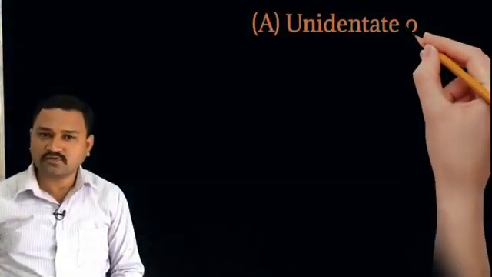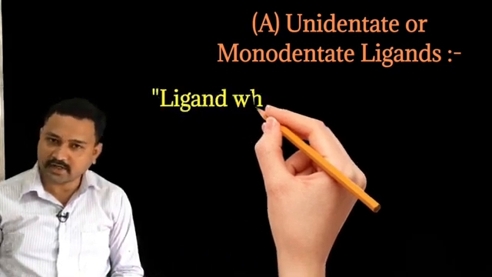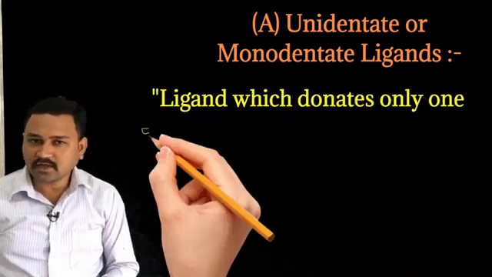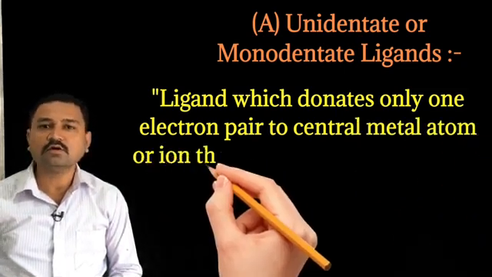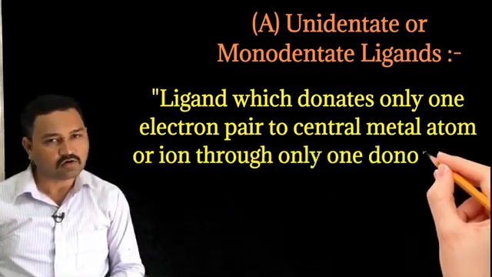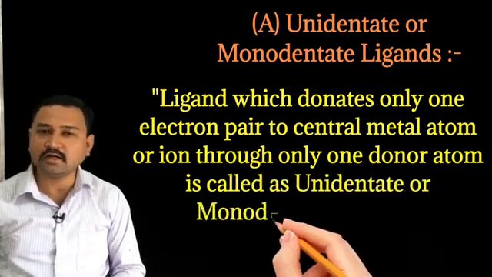Let us know about the first, that is the unidentate ligand, also called the monodentate ligand. A ligand which donates only one lone pair of electrons to the central metal atom or ion through only one donor atom is called a unidentate ligand.